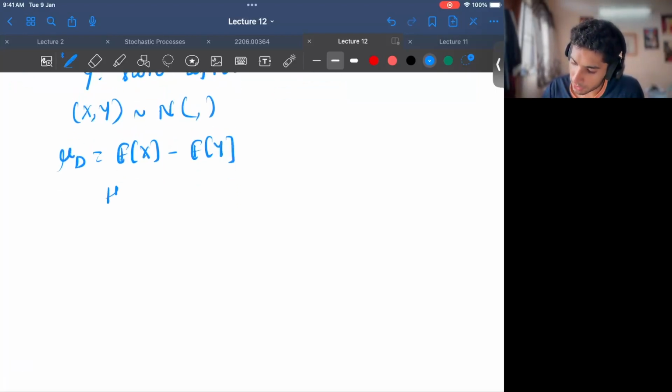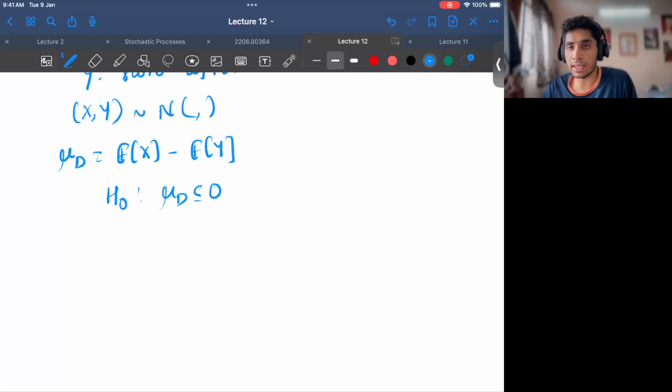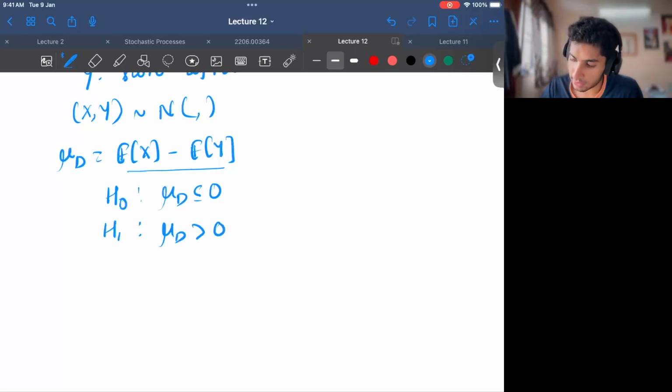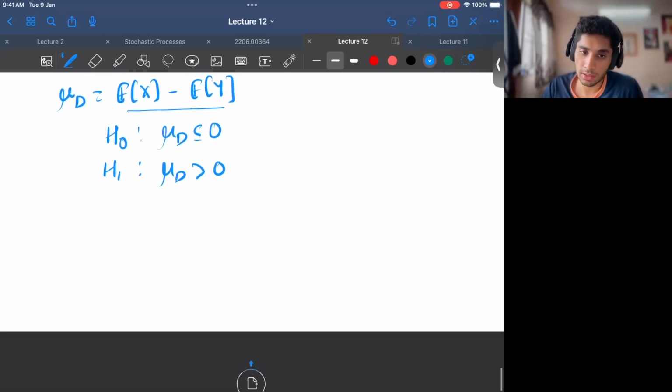What will be your null hypothesis? The null hypothesis will be that mu D is less than or equal to 0. That means that if after the course the mean has increased, then this thing will actually be negative. That is your null hypothesis, which is the claim of the course, okay? And H1 will be what? Mu D is greater than 0, right?